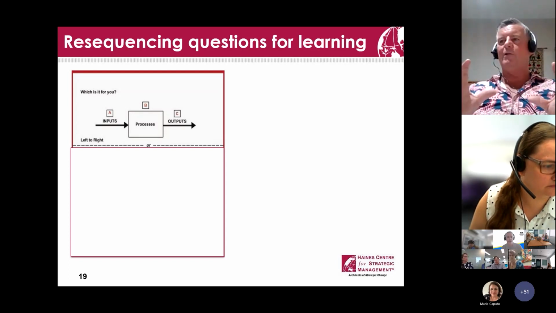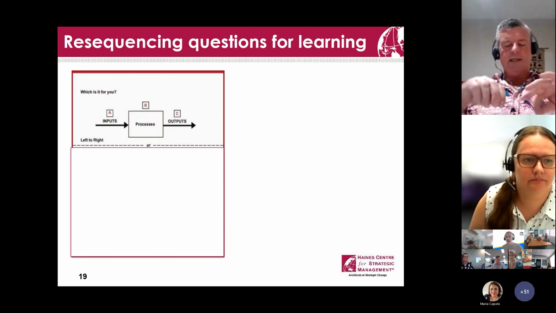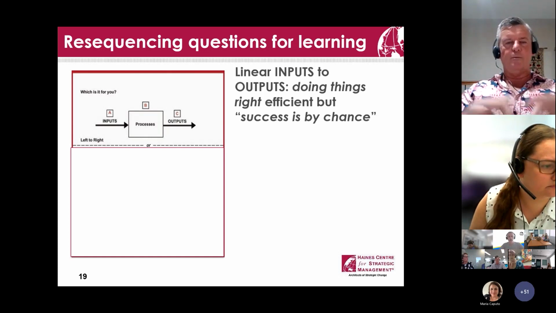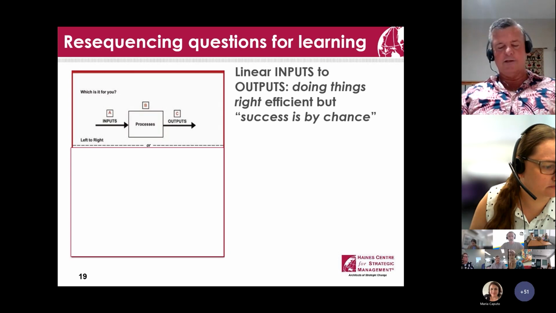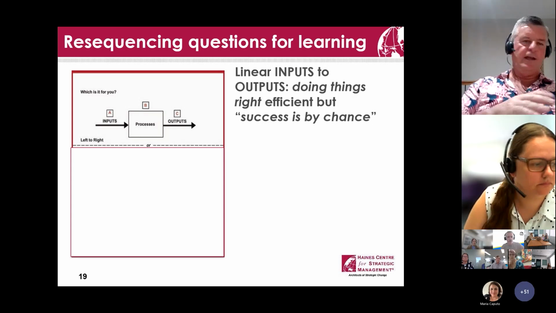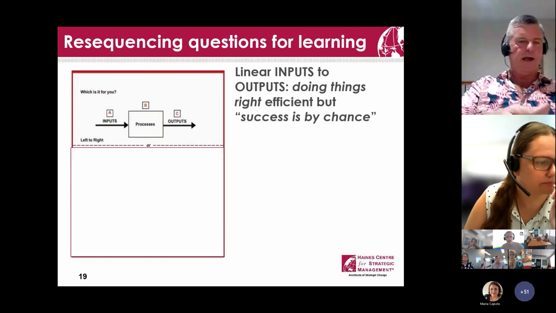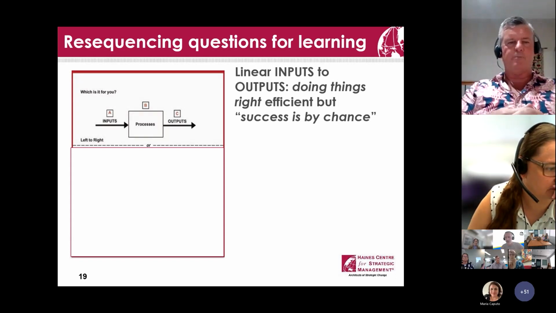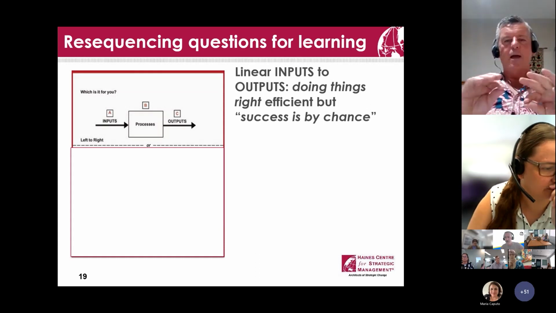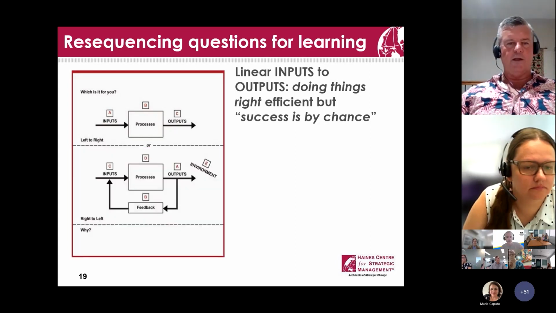Most of us are familiar with this classic program logic flow, where we have a linear sense of transformation of inputs into outputs. But what I'd like to contend is that you might be really efficient at converting your inputs into outputs, of getting enough clients and doing enough sessions and creating outcomes at a case plan level, perhaps. So converting inputs into outputs, but success is by chance. What we mean by that is there's not a lot of learning going on there.